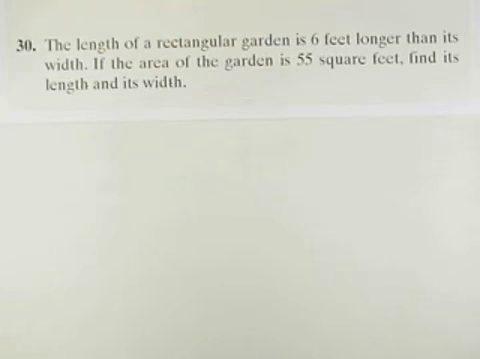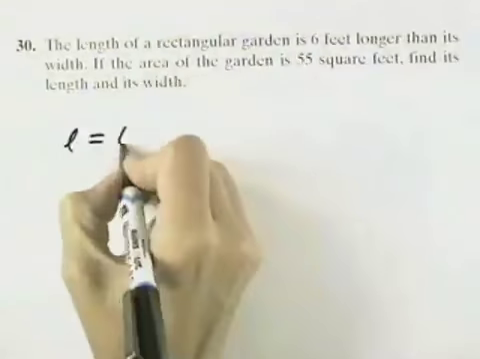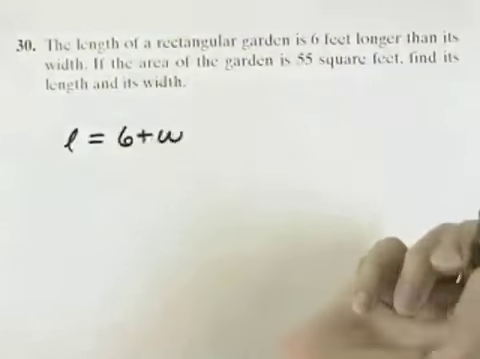The length of a rectangular garden is 6 feet longer than its width. If the area of the garden is 55 square feet, find its length and its width. Well, the length of the garden is 6 feet longer than the width, so 6 plus the width.